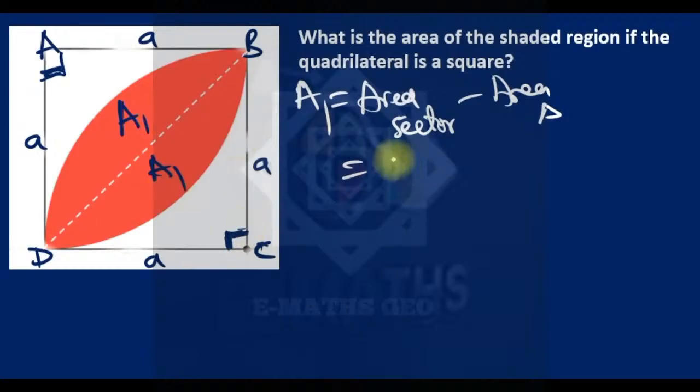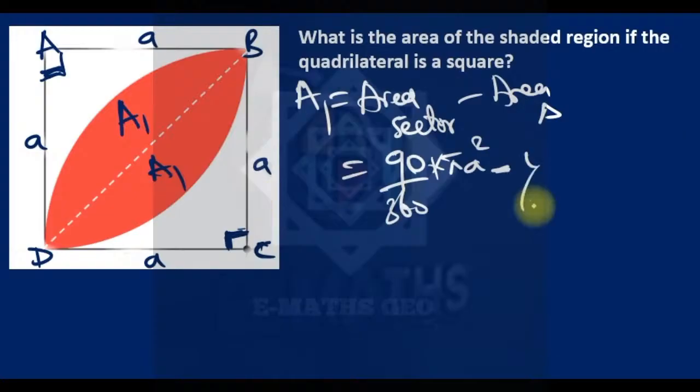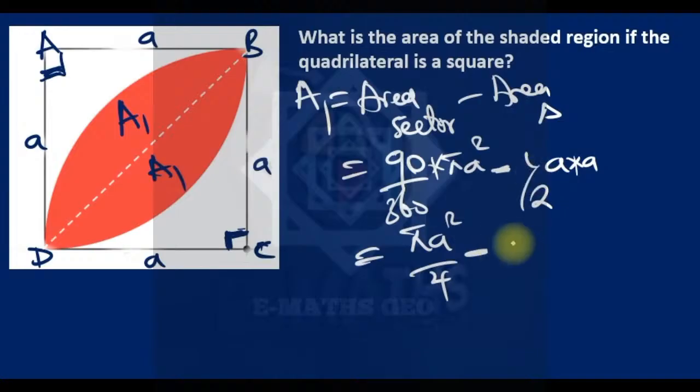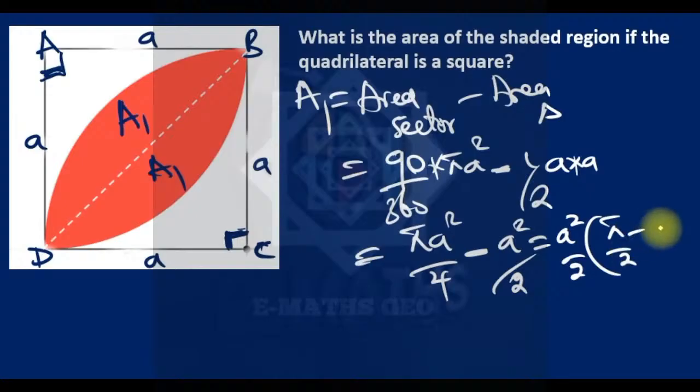So an area of a sector is 90 over 360 times pi a squared, minus, and you know this is a right angle triangle, so half base times height, half a times a, which is now equal to pi a squared over 4 minus a squared over 2. And we can factor what is common in both, a squared over 2. So if we factor a squared over 2, we are left with pi over 2 minus 1.